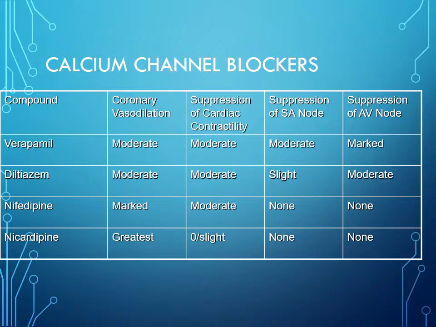But when you look at things like coronary vasodilation, they all do it. Which one does it the most? Nicardipine. Suppression of cardiac contractility: nifedipine arguably has some moderate effect, but in general, dihydropyridines do not suppress cardiac contractility, but the non-dihydropyridines do.